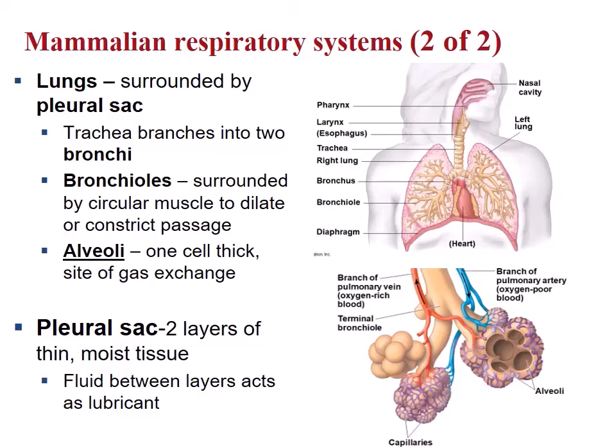And then if we go back to that pleural sac, it is two layers of thin moist tissue with a fluid between the layers. That fluid acts as a lubricant, and that helps to prevent friction. Your lungs are moving a lot, you don't want friction there, it can cause tissue damage. And if you don't believe me, if you rub your hands together long enough, they'll get hot, and if you keep rubbing them, you'll get tissue damage eventually. So that is your lungs.